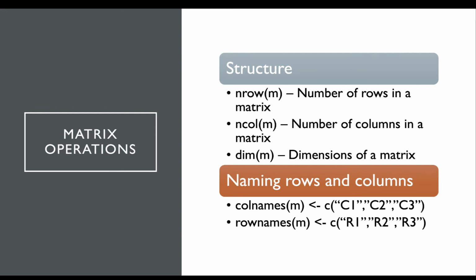Rows and columns of a matrix can be named through the use of the column names and row names functions. One needs to keep in mind that the names of the rows and the names of the columns need to correspond with the number of rows and columns that are present in the matrix.